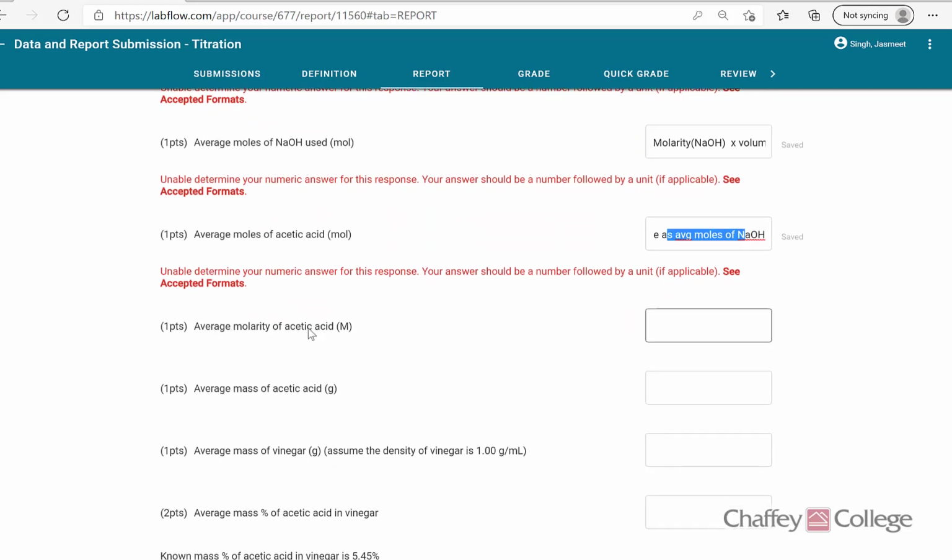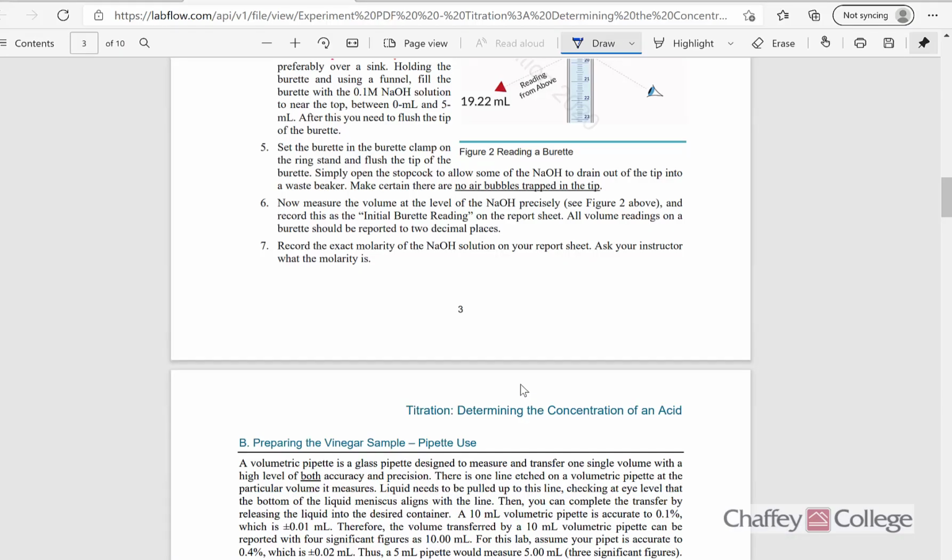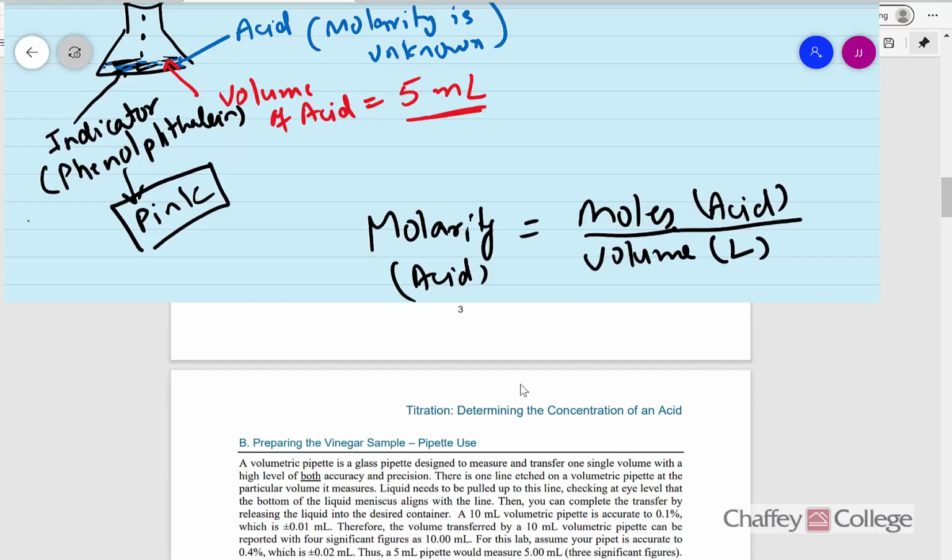Next is average molarity of acetic acid. Molarity of acetic acid is calculated by moles divided by volume. Remember, molarity is equal to moles divided by volume, but this volume must be in liters. So if we are calculating molarity of acid, it would be moles of acid divided by volume of acid in liters.